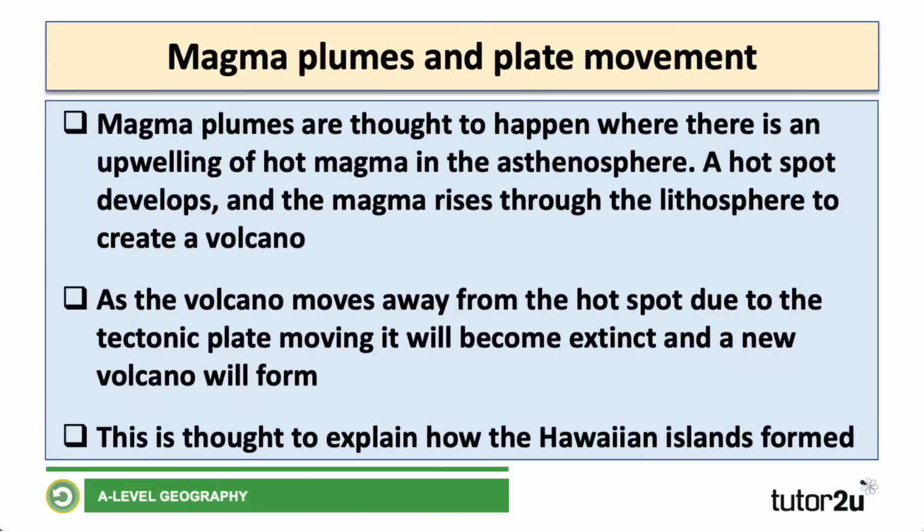Now, that doesn't explain for us all of the different volcanoes and earthquakes we have around the world, because we also have places like the wonderful Hawaiian Islands. And this is thought to be caused by magma plumes, which upwell in the asthenosphere. And that then burns a hole in the crust, a hot spot there, with magma rising through the lithosphere to create a volcano.